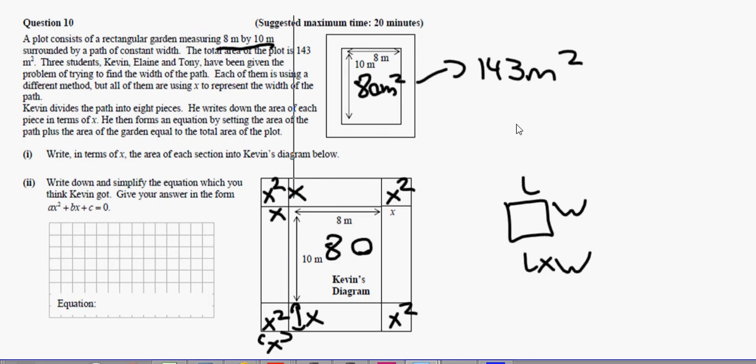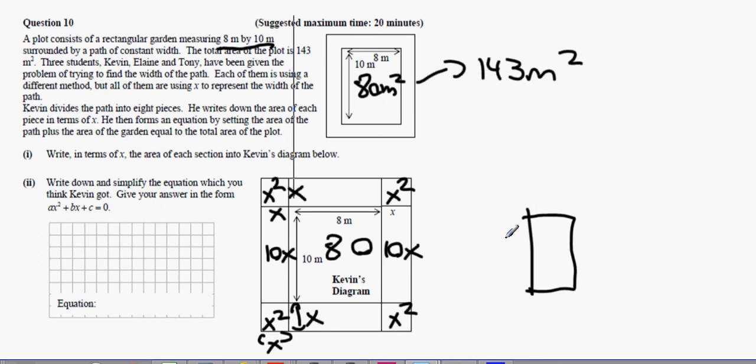Now the next part is going to be basically 10 multiplied by x, which is 10x. This side here is also going to be 10x, because this one here has a length of 10 and a width of x, so that gives us 10x for both of them. And then finally the last one is going to be a length of 8 and a width of x, which gives us 8x.